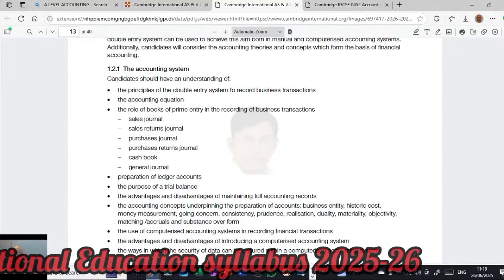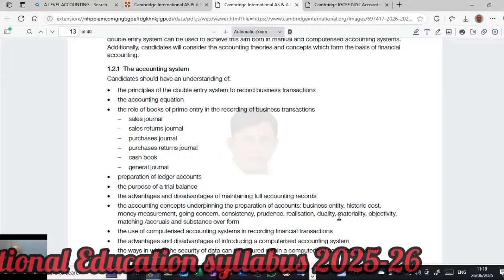So what is the double entry system, and why are we doing that? So we have to understand the basic concepts like business entity concept, historical cost concept, money measurement concept, going concern concept, consistency, prudence, realization, duality. So there is an entire different lesson based on this. We'll discuss all these things in great detail, and so you can have a brief overview of all these things.